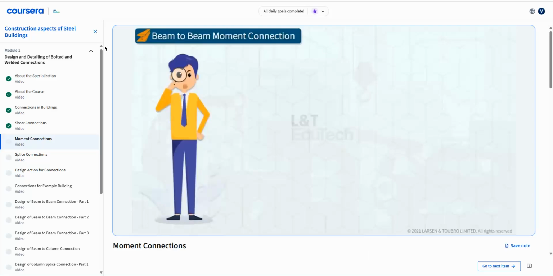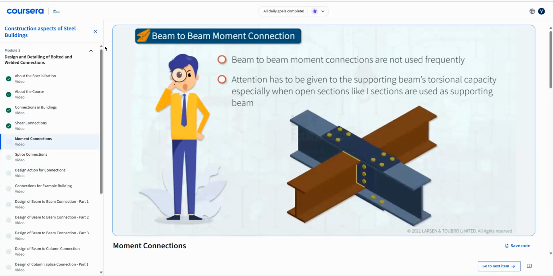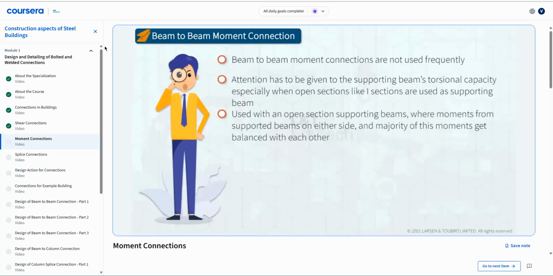As we have already discussed, beam-to-beam moment connections is not very frequently used. However, when it is used, attention has to be given to the supporting beam's torsional capacity, especially when open sections like I sections are used as supporting beams. It can be used with an open section of supporting beams where we have moments from supported beams on either side, and the majority of these moments get balanced with each other. Let us have a quick look at some of the commonly used beam-to-beam moment connections.